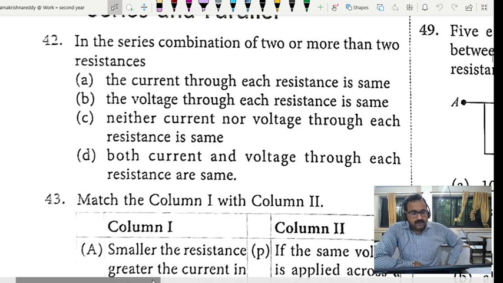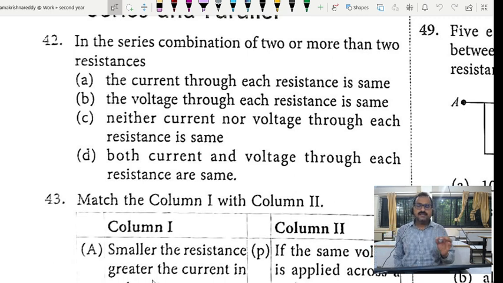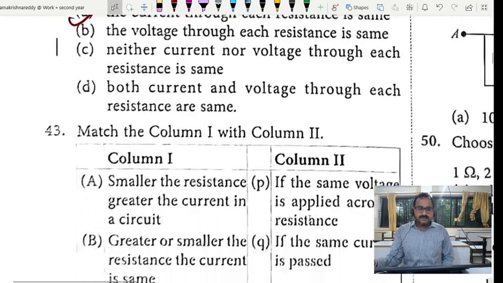Now, in the series combination of two or more resistances, what happens? Already you know, in series combination, what will be the same? The current flowing through each resistor will be the same, but the voltage drop is different. That is what we discussed. So the first option is correct: the current through each resistor will be the same.